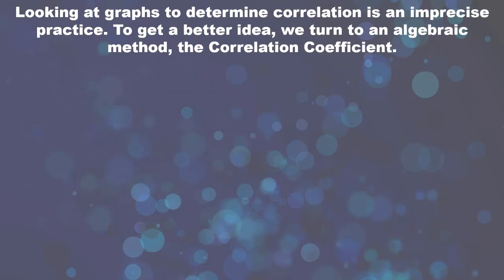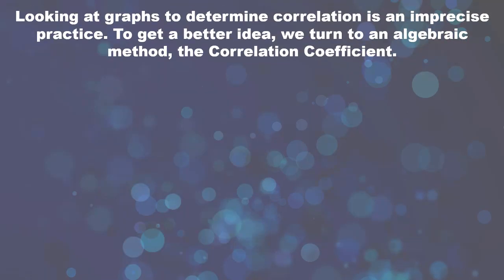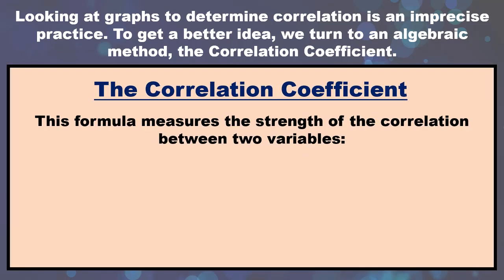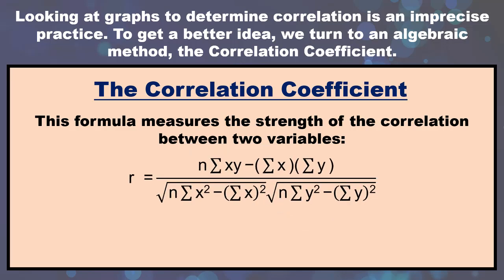All right. So when you're looking at a graph, you can kind of determine correlation, but it's really an imprecise practice. To get a better idea, we're going to turn to an algebraic method, which is called the correlation coefficient. The correlation coefficient is a formula that measures the strength of the correlation between two variables. And the formula for the correlation coefficient looks like this. That is a big boy formula right there.